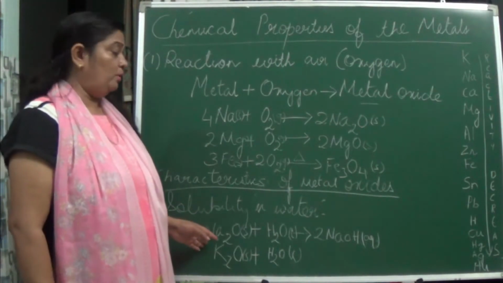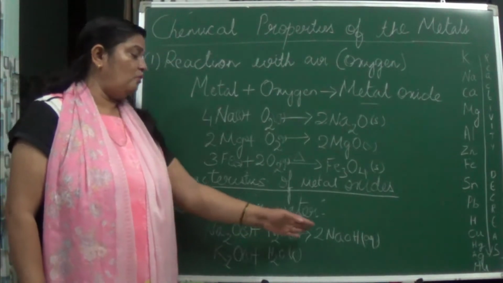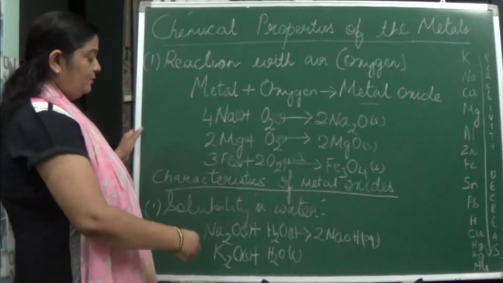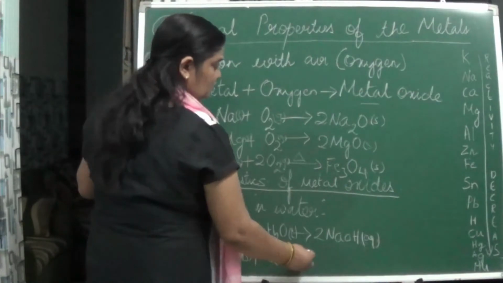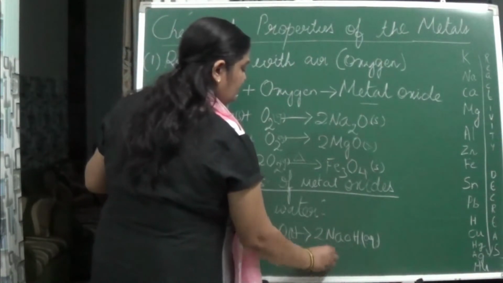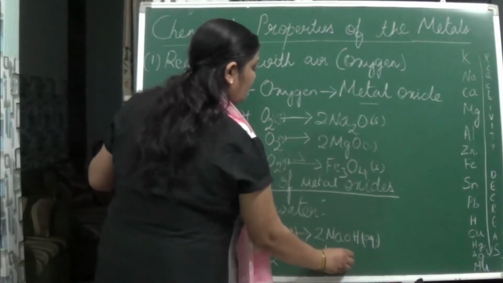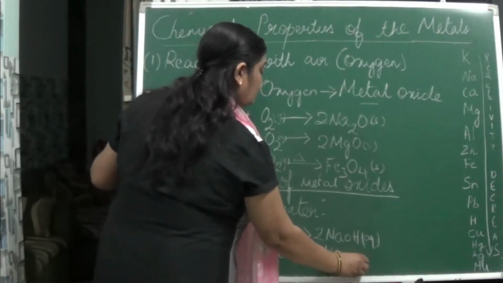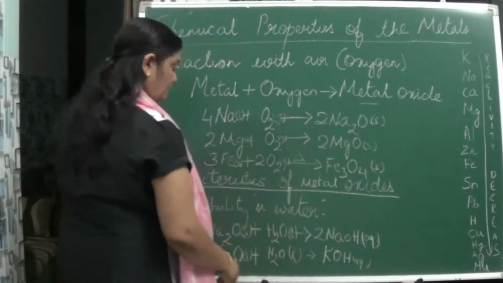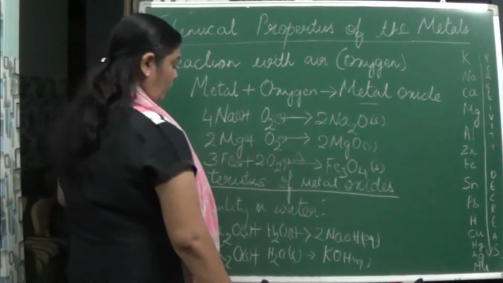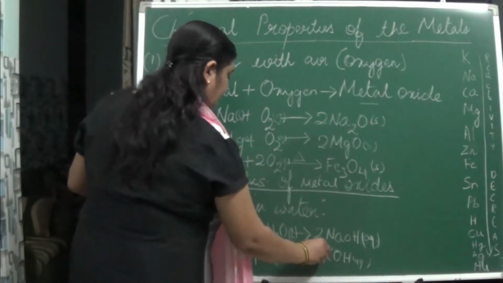Like when we see sodium, sodium dissolves in water to form what? Sodium hydroxide. Potassium oxide also reacts with water to form what? Potassium hydroxide. So in this also we are seeing what? When they are dissolving in water, we are saying that this is an alkali.